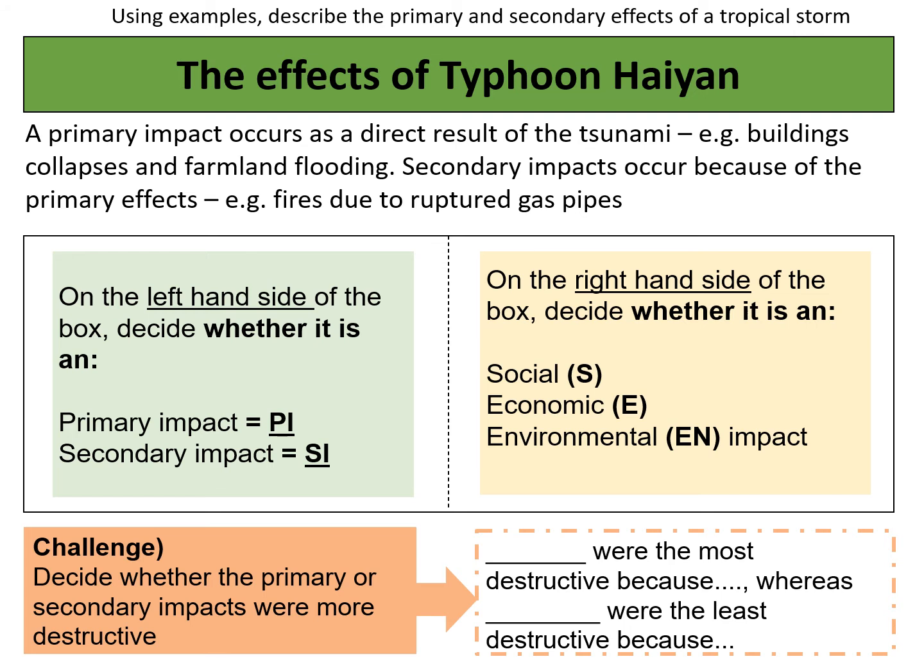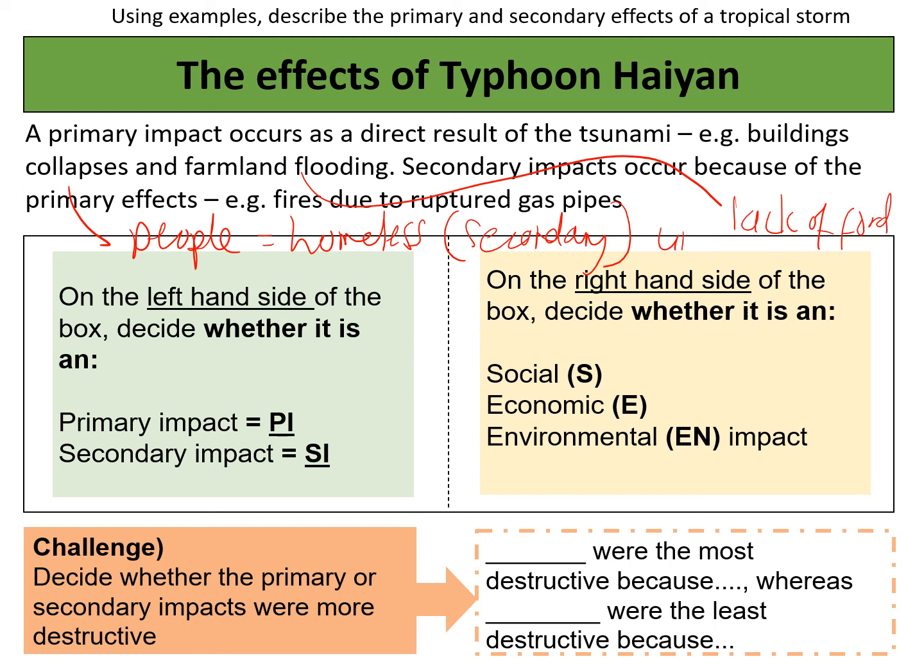Now, a secondary impact occurs because of the primary effect. So if buildings collapse, that means that people are made homeless. That would be the secondary impact. If farmland is flooded, that means that there will be a lack of food and unemployment rates might rise. So that's also a secondary effect. Secondary occurs as a direct result of the primary. I would write down that information before you move on to the next slide.